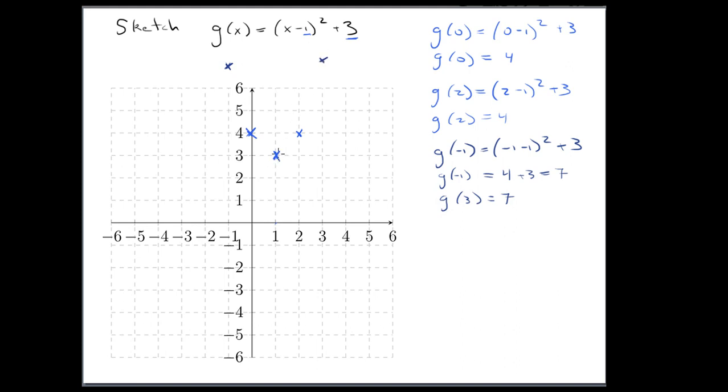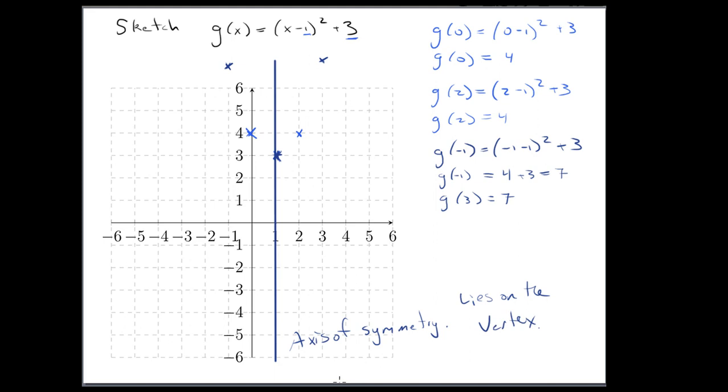See, when I found this vertex right here, what I actually found was the line about which this entire parabola is symmetric. I found the axis of symmetry. It lies on the vertex. If I find the vertex, I found the axis of symmetry.